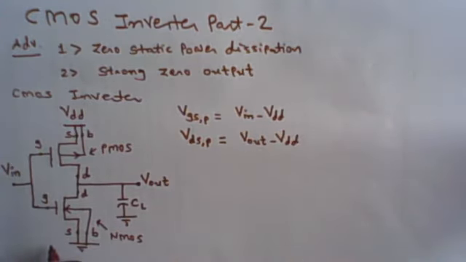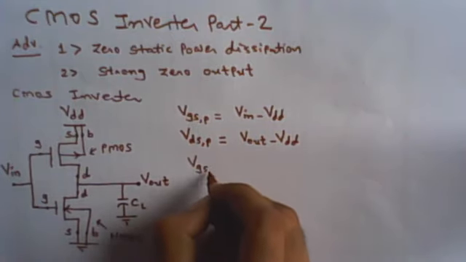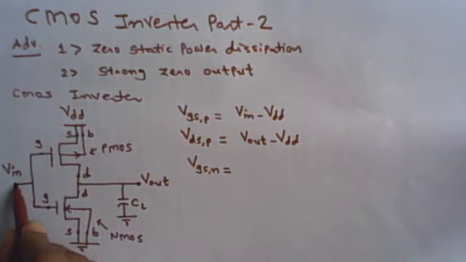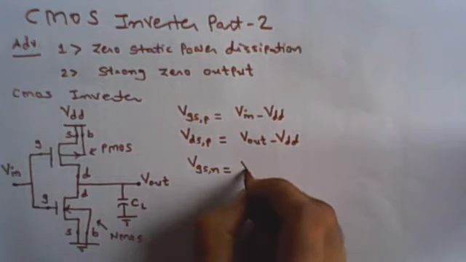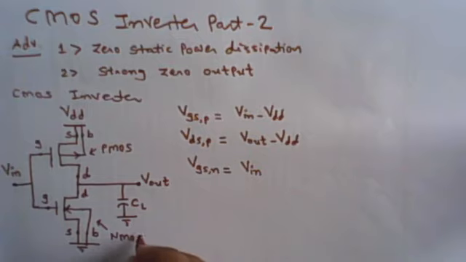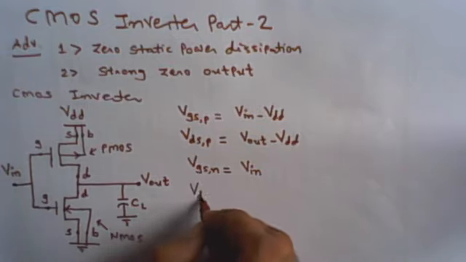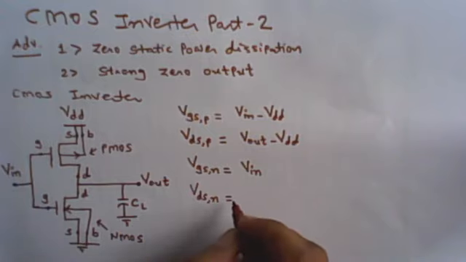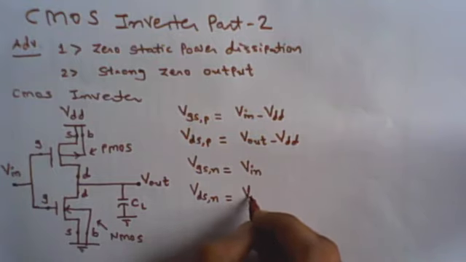Similarly for the nMOSFET. The gate to source voltage of the nMOSFET is equal to the gate terminal, connected at V input, and the source terminal connected at ground. So the gate to source voltage of the nMOSFET is V in minus 0, so it is V in. Similarly, for the drain to source voltage of the nMOSFET, the pull-down device, the nMOSFET works as a pull-down device and the pMOSFET is a pull-up. The drain of the nMOSFET is connected at out, and the source at ground. So the drain to source voltage of the nMOSFET is V out minus 0, so it is V out.